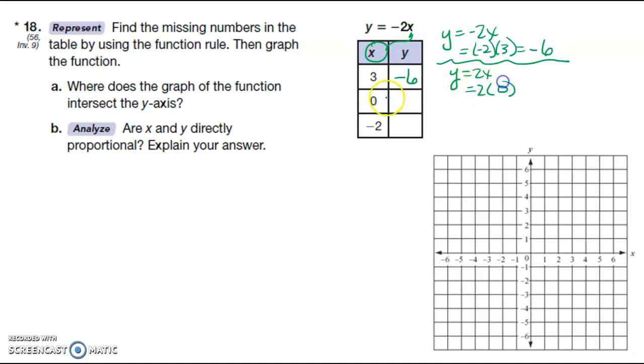Y is equal to negative 2x. Negative 2 times 0, which is my next x, is 0. Y is equal to negative 2x. Negative 2 times negative 2 is equal to negative 4. And then I'm going to graph this. So let's see. 3, negative 6 is right there. 0, 0. And then negative 2, negative 4 is there.